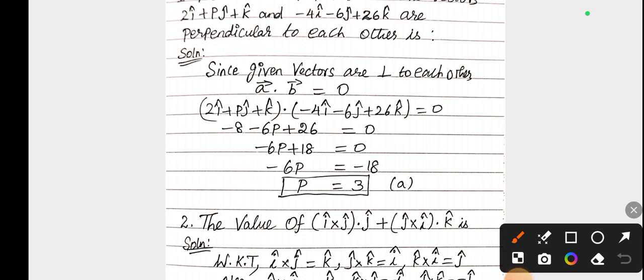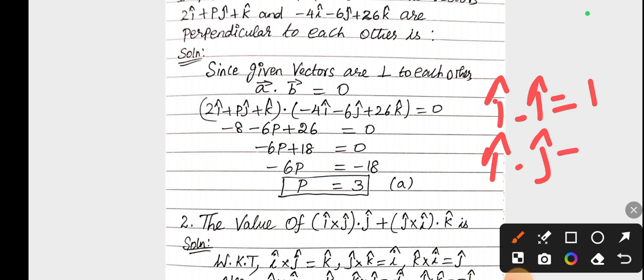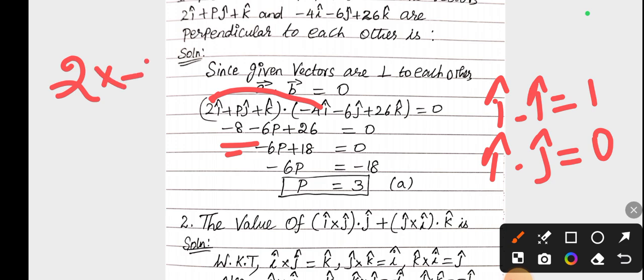So we all know, children, i cap dot i cap equals 1, and i cap dot j cap equals 0. The coefficients of i cap, 2 and here minus 4, you multiply: 2 into minus 4 is minus 8. But i cap and j cap we won't multiply, because when we do the scalar product, that means the dot product, you will get 0.